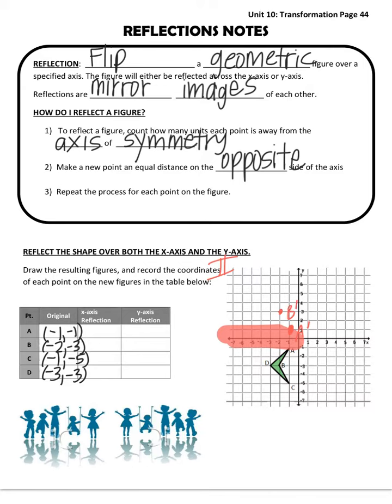C prime is down 1, 2, 3, 4, 5. This time we'll go up 1, 2, 3, 4, 5. So it's at -1, +5. Okay, D prime will stay at -3, and we're going to go up 1, 2, 3. So it'll be at -3, 3. And we connect the points.